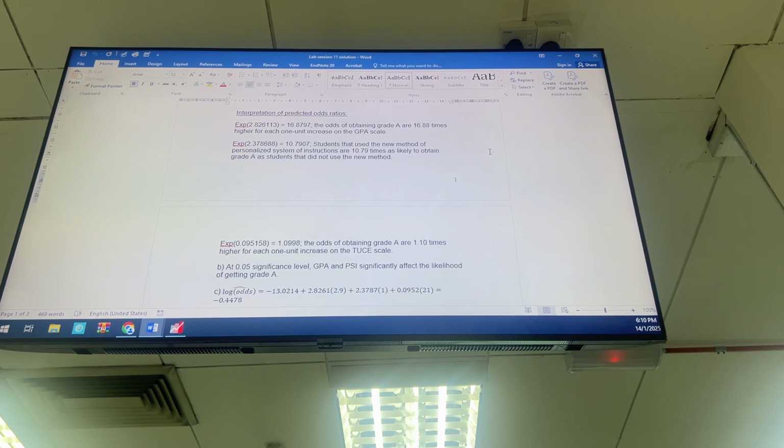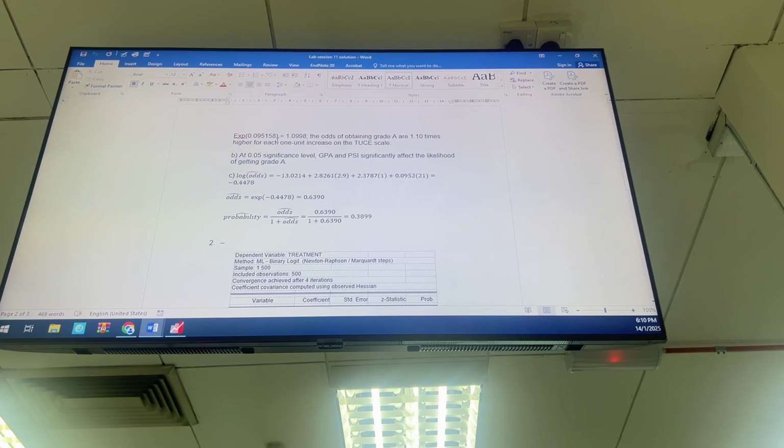And then for the last variable, the exponent of this for TCE. So basically 1, so equal to 1. Remember, if it is equal to 1, then there is an equal chance of getting occurrence against non-occurrence. So the odds of attaining grade A are 1.1 times higher for each 1 increase in the TCE scale.